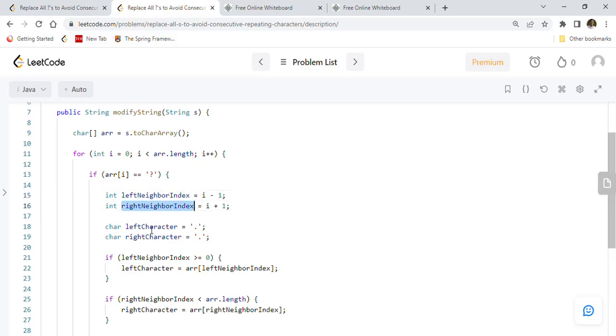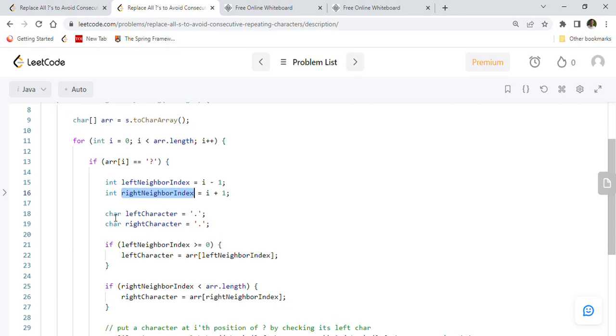Now you will check the actual character, right? The actual left character and actual right character. So this is how you will get the actual left character, right? So the left neighbor index should be greater than or equal to 0. Then it means that the left character is there. So you will check left character is equal to array[left neighbor index]. You will also verify your right neighbor index should be less than array.length, correct? Correct, otherwise it will go out of the boundary, right?